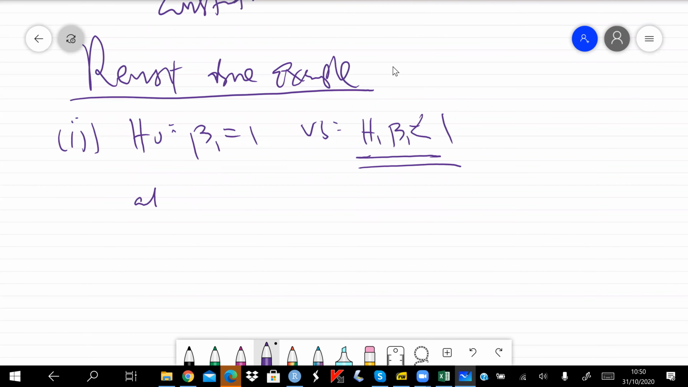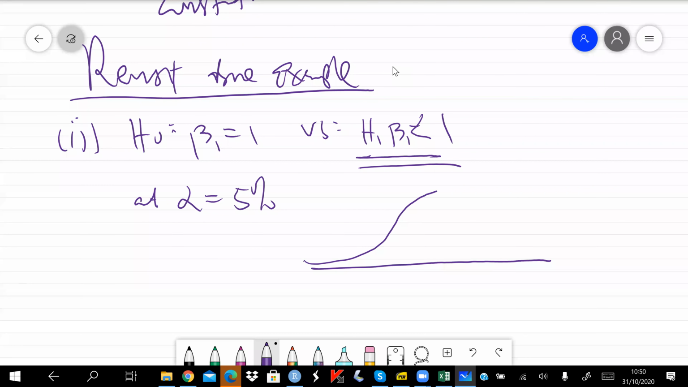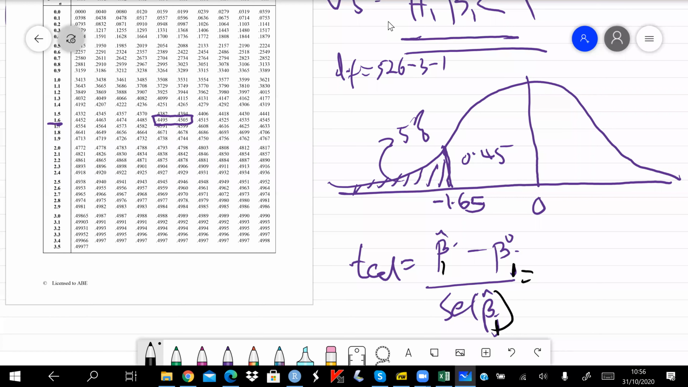So let's say alpha is 5%. You can use any other level of alpha, but if you're not given the level of alpha, use 5%. So it means that we shall put our rejection region on one side like that. This is the critical value here. Remember, we are assuming the normal distribution because n is very large. So using the standard normal tables, we'll get that value.